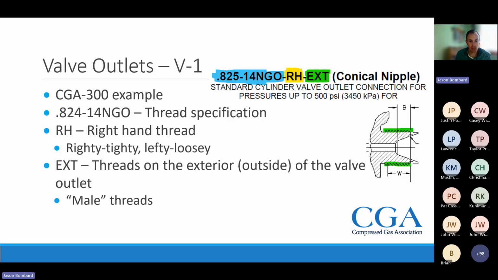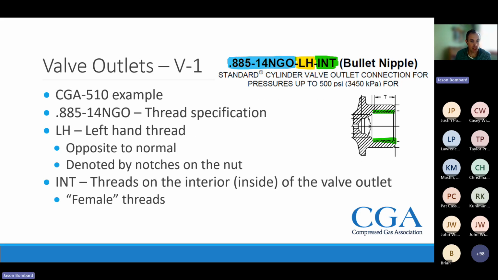The RH means that it's your typical thread direction. It's a right-handed thread. That's where the typical adage everybody learns is righty tighty, lefty loosey. So this one follows that example. And then it's an EXT, an external thread. So the threads are on the outside of the valve outlet. This is what we would call a male valve. The opposite of this would be the female valve. So this example was a CGA 300.